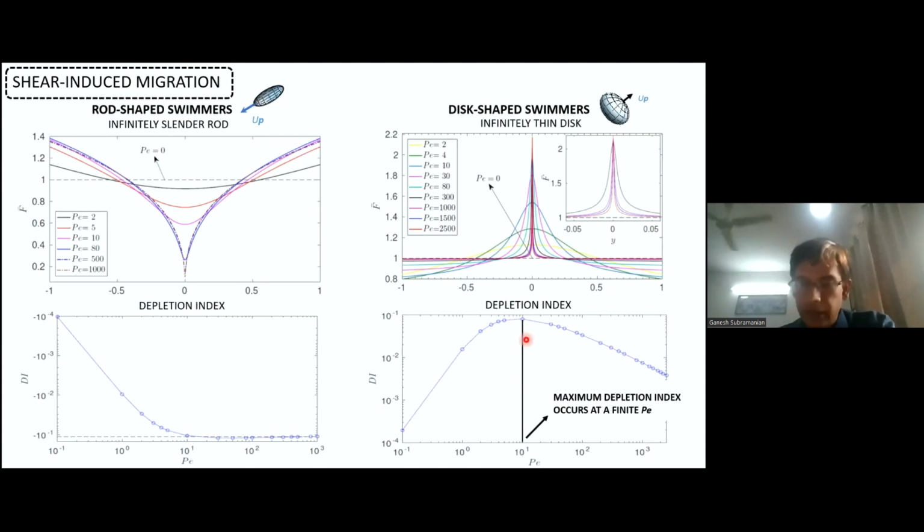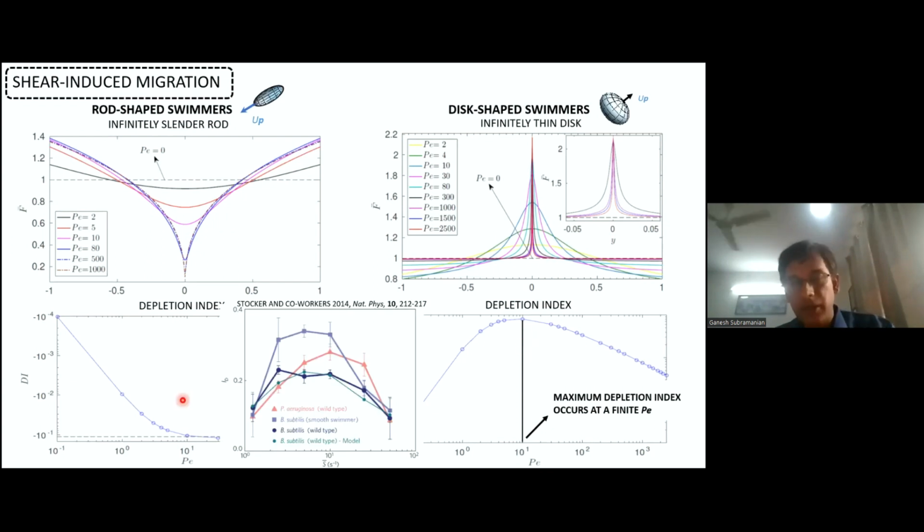So there's a little bit of an irony in that the original and interesting prediction of a critical shear rate corresponding to maximum inhomogeneity came for rod-shaped swimmers in the experiments, which, as I said, was likely an artifact. But it turns out that disk-shaped swimmers, for sufficiently thin disks, truly exhibit a finite Peclet maximum as far as the inhomogeneity is concerned. So that brings me to the completion of the first part of my talk.